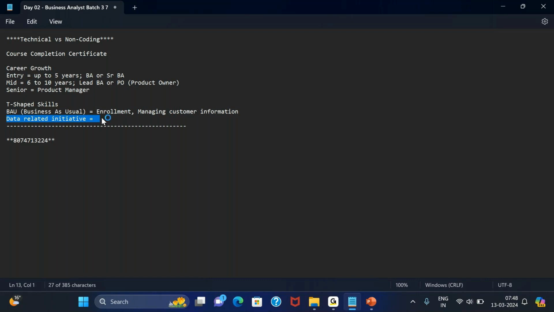Now suppose you get to work on these data related initiatives, then it is always good to know the SQL part. It is not going to impact you in any negative way. It is only going to add value that you can bring along with you.